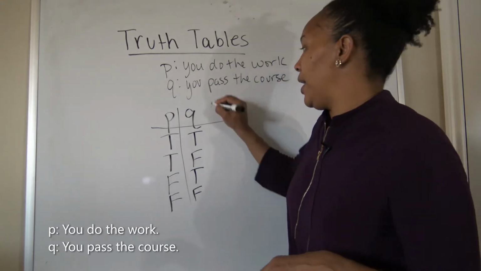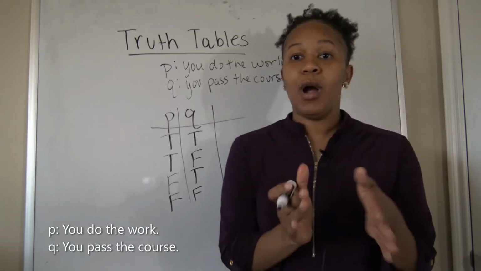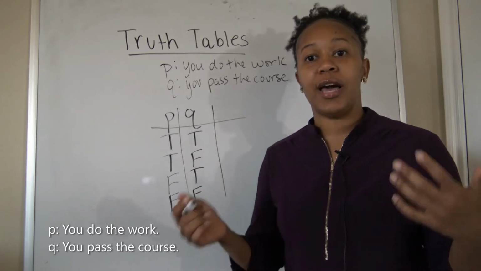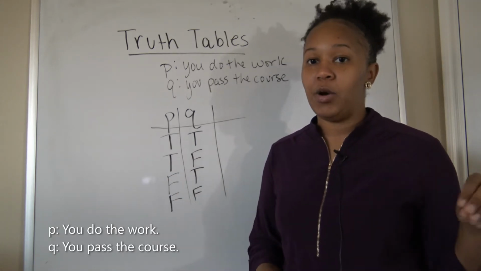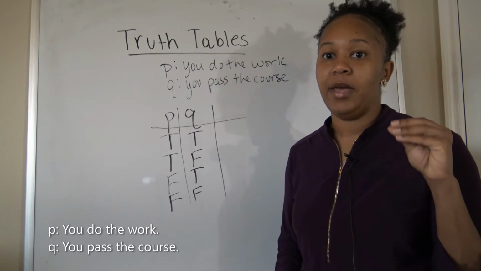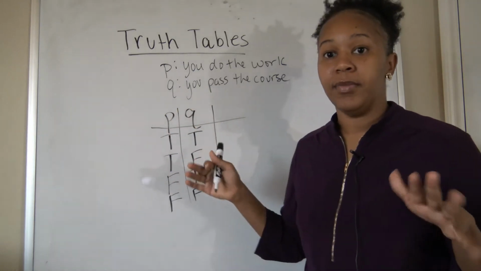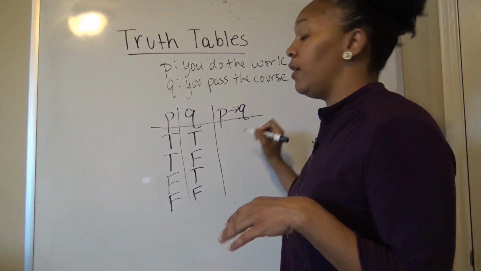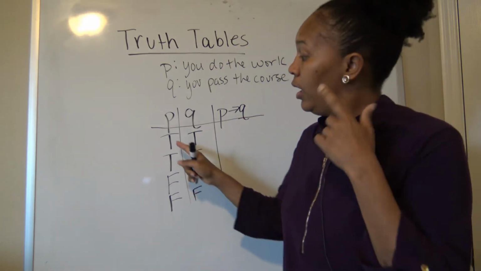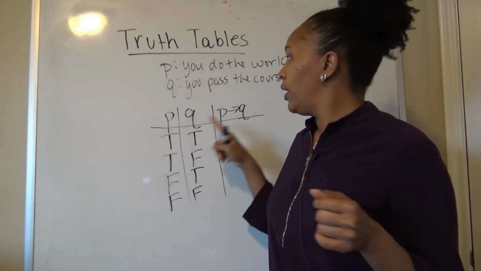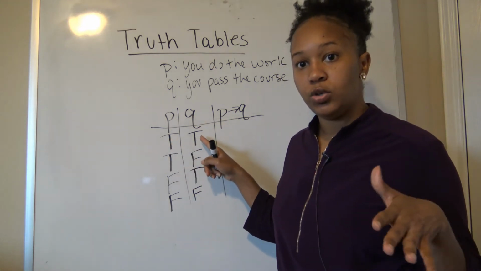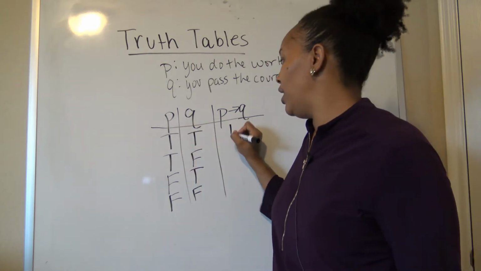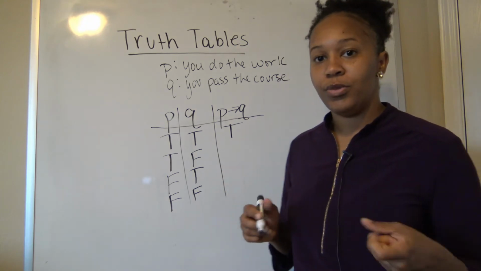All right, so we want to think about each situation. This is a promise that I made to you, and basically this statement is true as long as I keep my promise. The moment I don't keep my promise is the moment this statement will be false, the if-then statement. So this statement, P implies Q, will be false whenever I don't keep my promise. So let's say you do the work, P is true, and you pass the course, Q is true. If that's the case, then I kept my promise, you did the work, and you passed the course. So that if-then statement was actually true, okay?